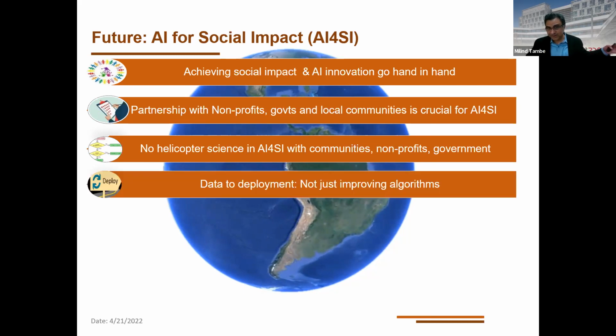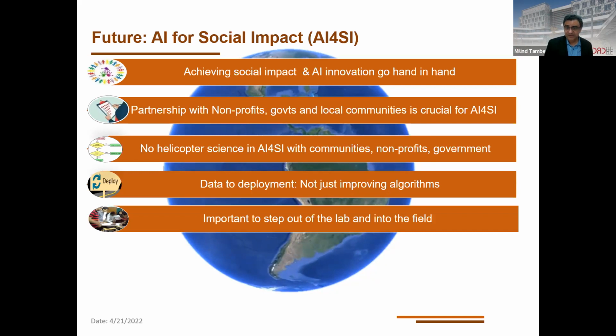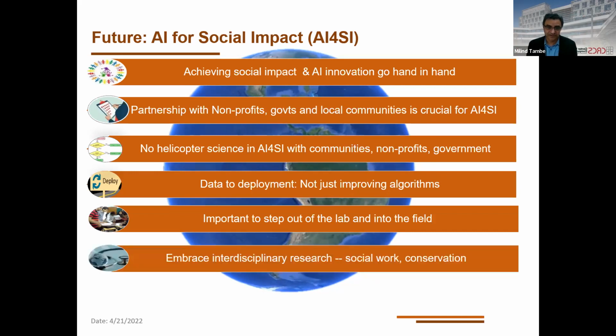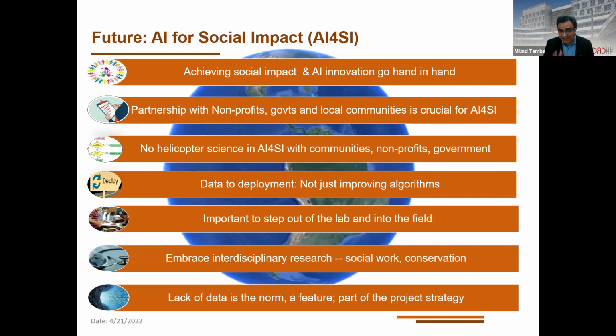AI for social impact is about the data, the whole data-to-deployment pipeline. It's not just providing methodological contributions or improving algorithms. It's important to step out of the lab and into the field for this purpose. It's important to embrace interdisciplinary research with social work colleagues, with conservation scientists and others. And lack of data is the norm. It's a feature of these domains.